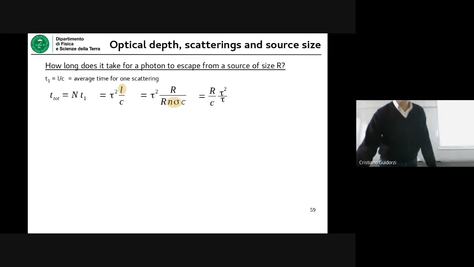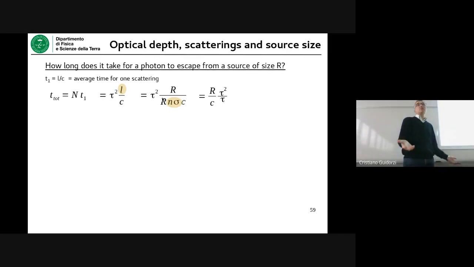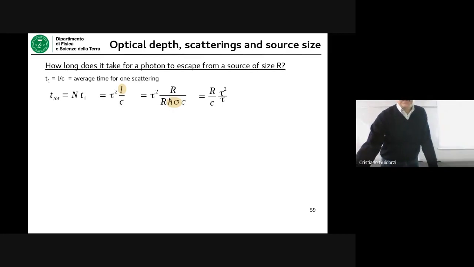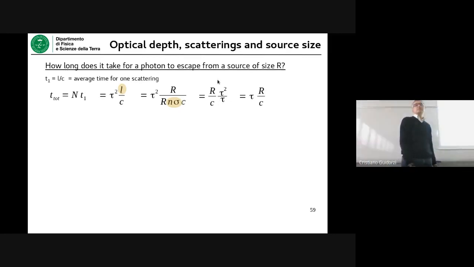Now, you will recognize that, look at the denominator. The product of r times n times sigma, what is that? It's just tau. n sigma is alpha, so alpha times the path is just tau, by definition of optical depth, if you want. So I replace r and sigma with tau, so I gain a factor of tau in the denominator. And this is tau times the ratio between r and c.